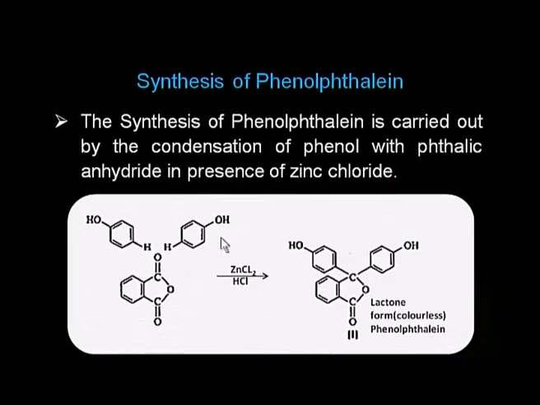We will now discuss the synthesis of phenolphthalein. The synthesis of phenolphthalein is carried out by the condensation of phenol with phthalic anhydride in the presence of zinc chloride. Here you can see these are the two molecules of phenol and this is phthalic anhydride. When they are heated in zinc chloride, they form this dye, phenolphthalein.